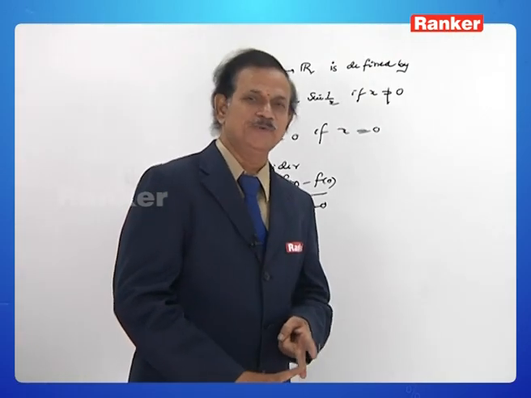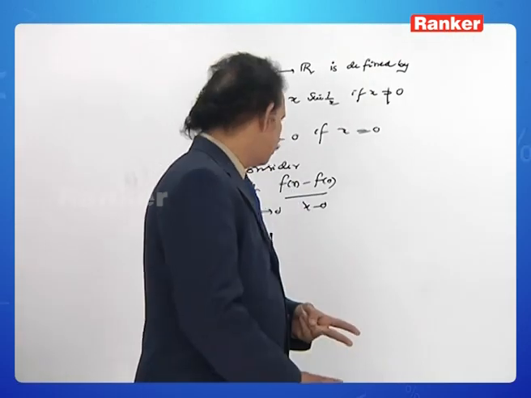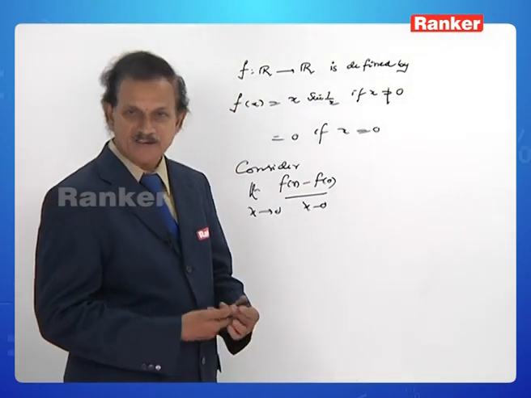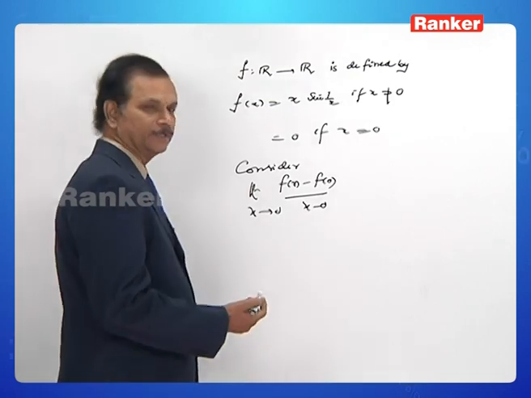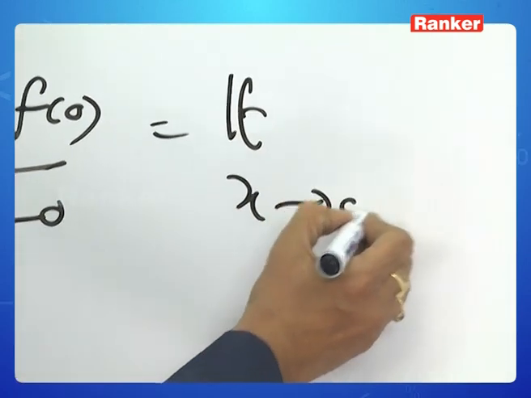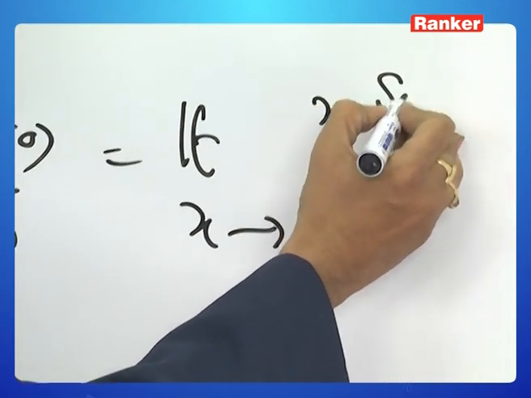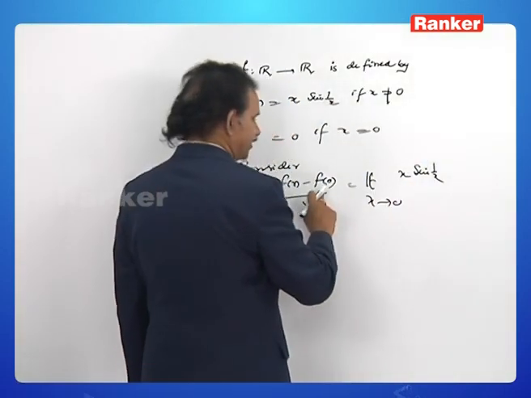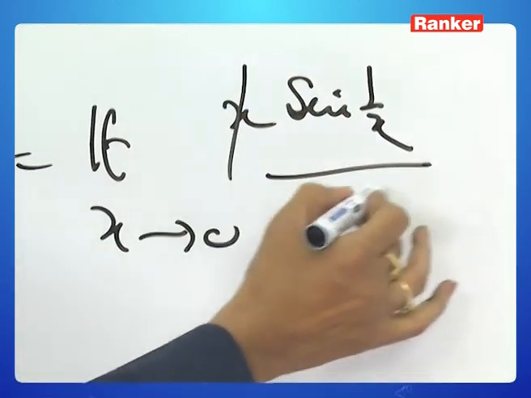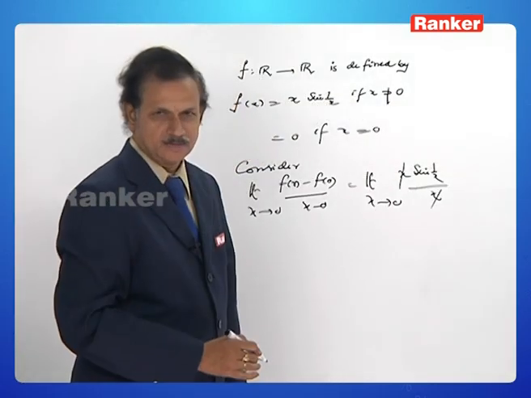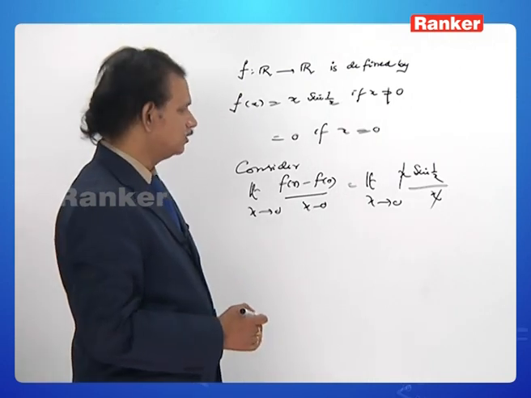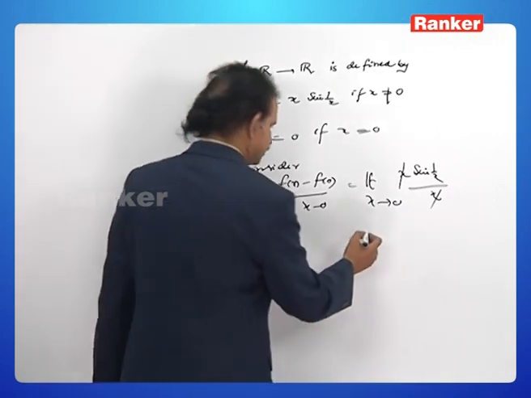For that purpose, we need to find f dash 0. What is f dash 0? Is it not this limit? We are now trying to find it. How? Look here. This is equal to, what is f of x? What is f of 0? 0, leave it off. x minus 0 is x. So what is going to remain here? Sine 1 by x. That is also a famous function whose limit as x tends to 0 does not exist.